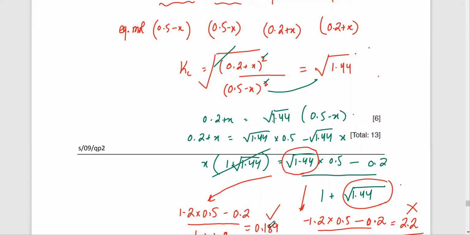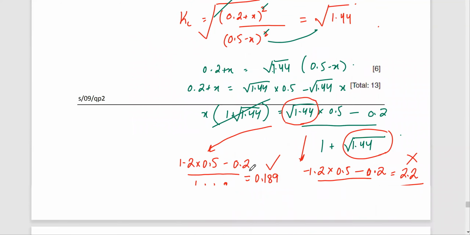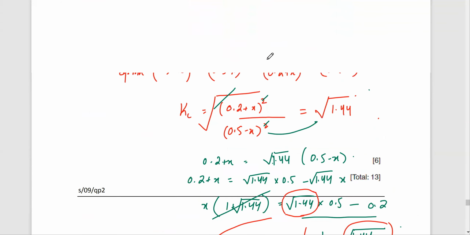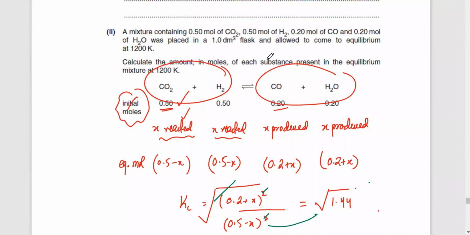And remember, the question doesn't end over here. Most people actually leave at this point. I mean, they think the question is over because the question was specifically asking for the equilibrium moles. He's saying calculate the amount in moles of each substance present in the equilibrium mixture. So basically, at the end of the day, you have to solve this thing. What are your equilibrium moles? So take 0.189. This would be 0.5 minus 0.189.